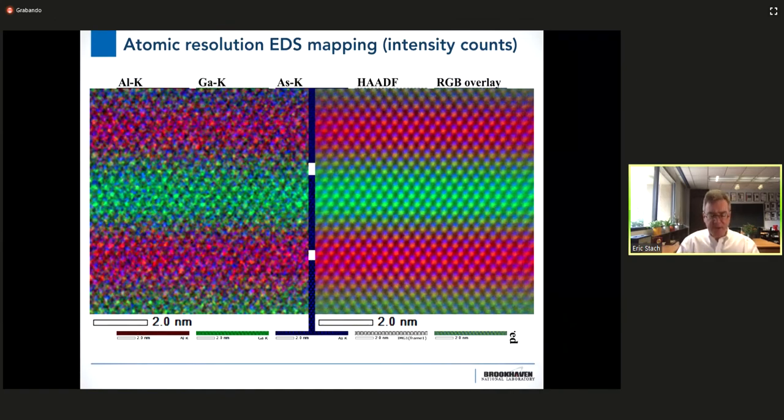Again, this is relatively new. The ability to have highly focused beams, good detectors, good stable microscopes has brought atomic resolution EDS into the kind of commonplace over the past 5 years or more. So that's just like X-ray fluorescence. In the equivalent mode, we can do the same thing as X-ray absorption spectroscopy.